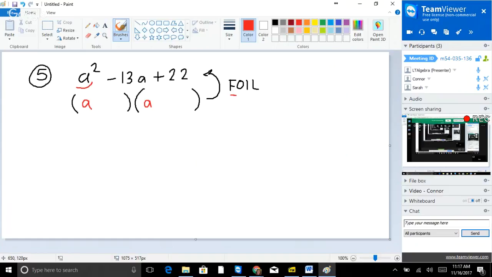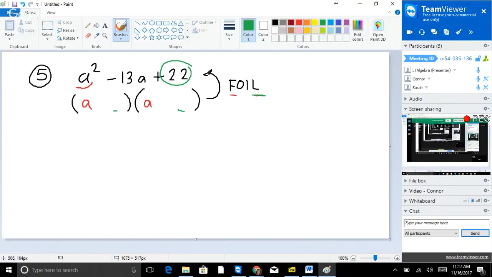And then how I like to do it to unfoil is I like to skip to the last number, okay? Last number in green. Our last number is 22. So I have to think about what two numbers I put here to multiply together to get positive 22. So I can multiply 1 times 22 or 2 times 11.